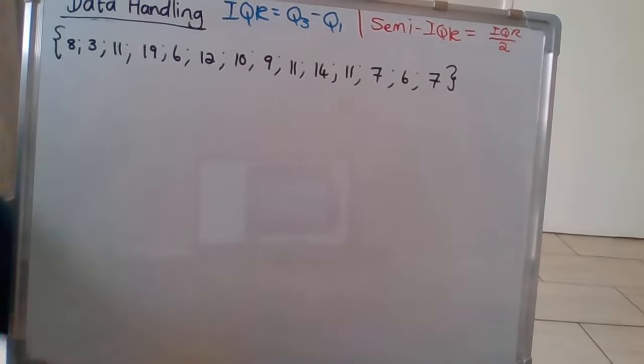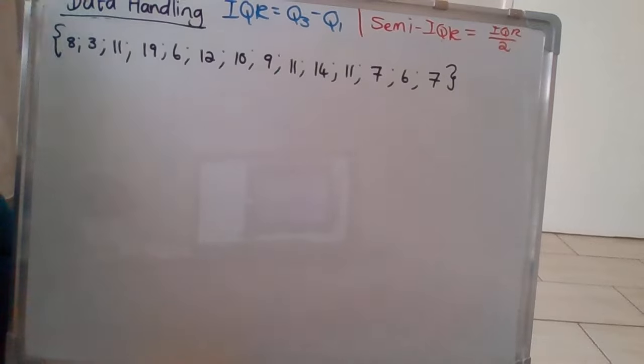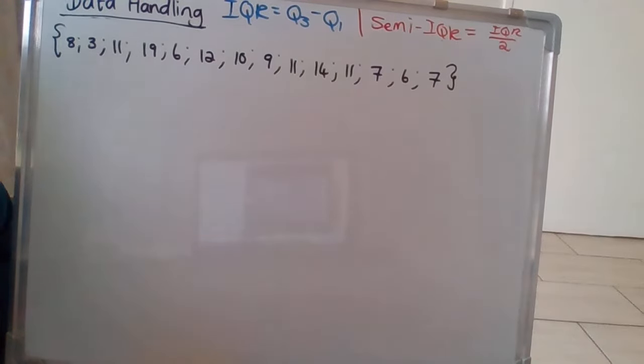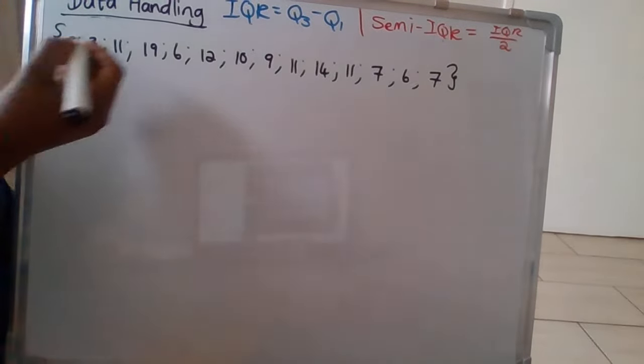Okay, so let's continue with an example where we're going to do everything that we have learned. So now let's say you are given this data set, all right, and you are asked to find our measures of dispersion and those of central tendency. So first things first, what do you need to do? You need to arrange the set in ascending order, all right? So now let's do that.